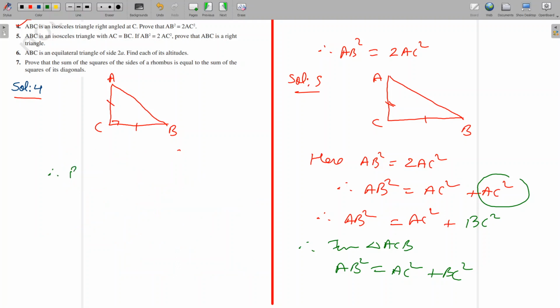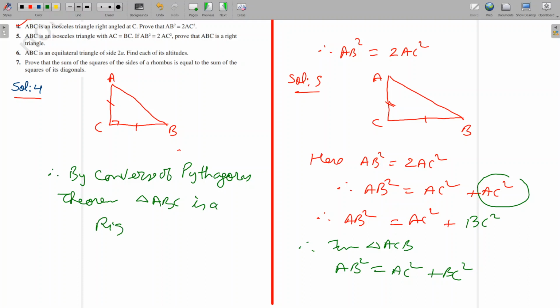Therefore by converse of Pythagoras theorem, we can say that triangle ACB is a right triangle. Triangle ACB or triangle ABC, triangle ABC is a right triangle. So this is our answer for question number 5.